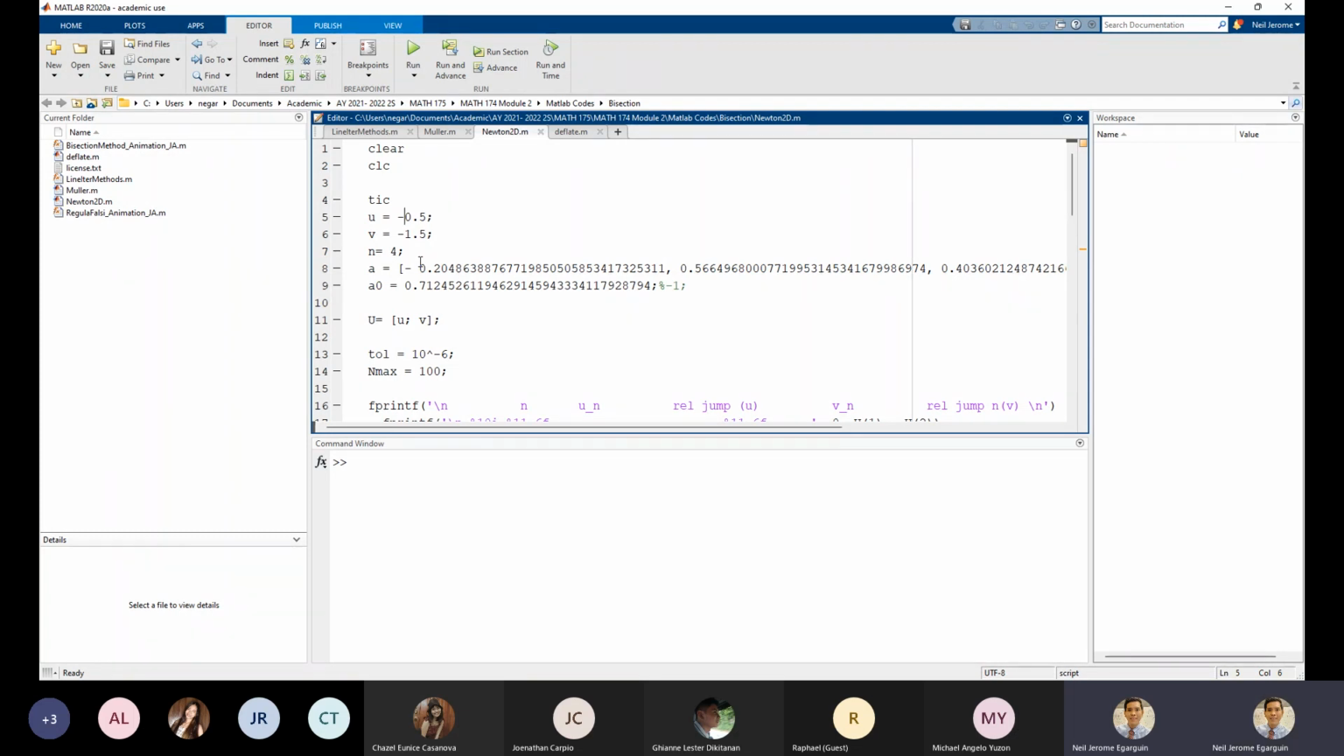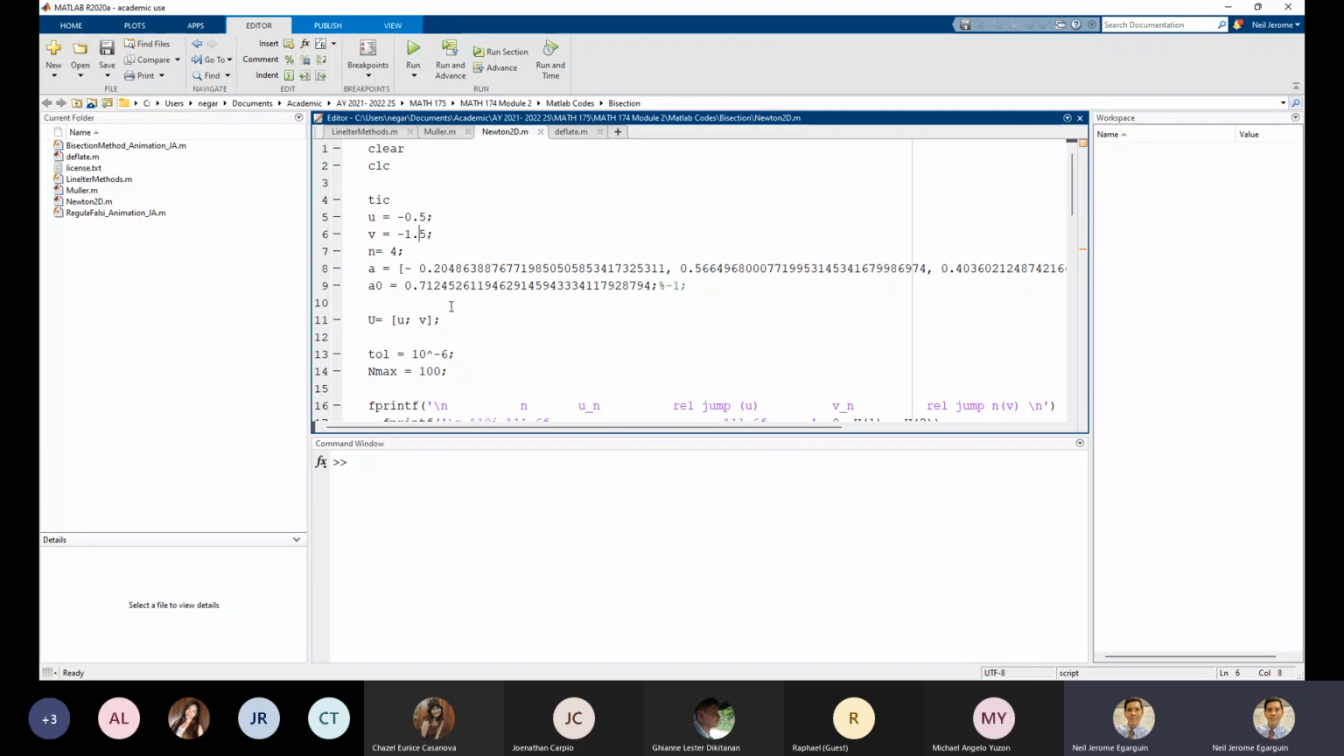Tapos nakita ko may root na malapit kay -1 at may root na malapit kay 1.5. So that means I know that x plus 1 times x minus 1.5 would be a nice initial estimate for a quadratic factor. So pag minultiply ko yung x plus 1 at saka x minus 1.5, I'm gonna get x squared minus 0.5x minus 1.5. Kaya yung initial guess ko, tinawag ko siyang u, negative 0.5, tapos initial guess ay negative 1.5.